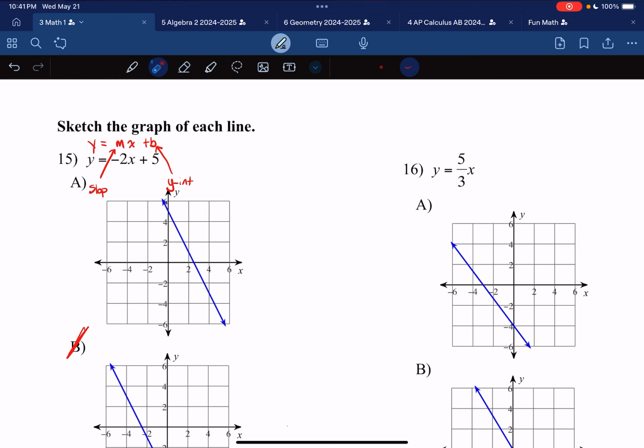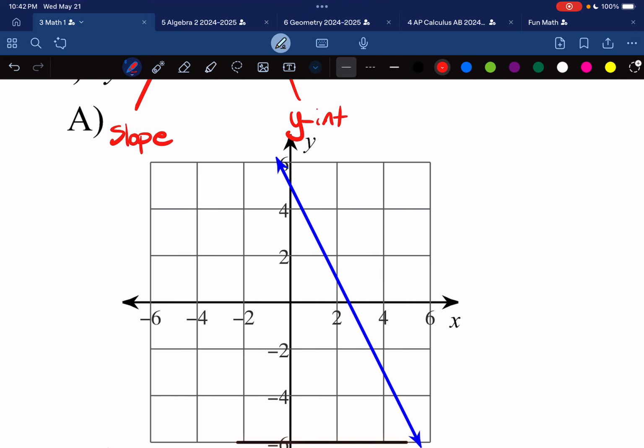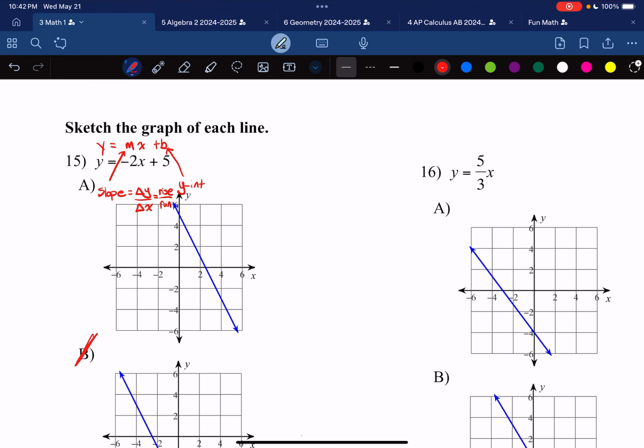But just as a general reminder, my slope that I swear I can spell correctly is usually a fraction, and that fraction is the change of y divided by the change of x. And some people prefer to call that the rise over the run. All right, and let's move on to number 16.